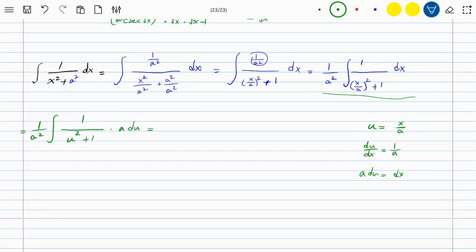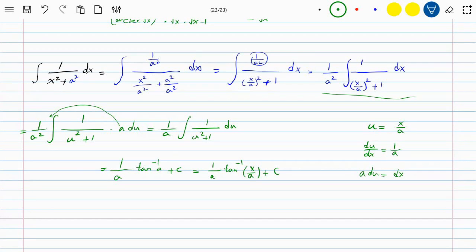And what is that a du? The a could be moved out again. This is a constant multiple. So a times 1 over a squared would be simply 1 over a, times the integral of 1 over u squared plus 1 du. And that is now easy to see: the integral is tan inverse of u plus some constant, which means this integral is 1 over a tan inverse of, what was our substitution, x over a, plus c. So the integral of 1 over x squared plus a squared dx is 1 over a tan inverse of x over a plus c.